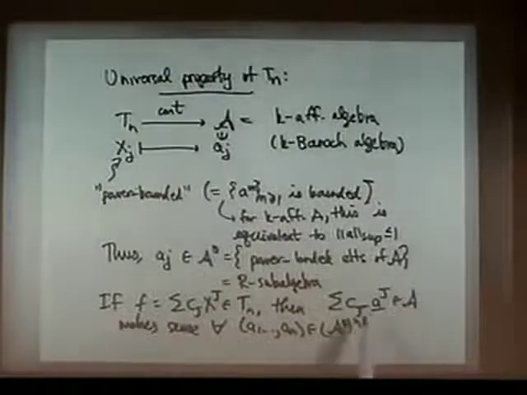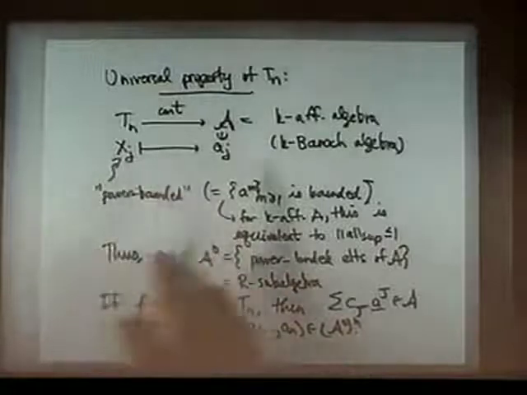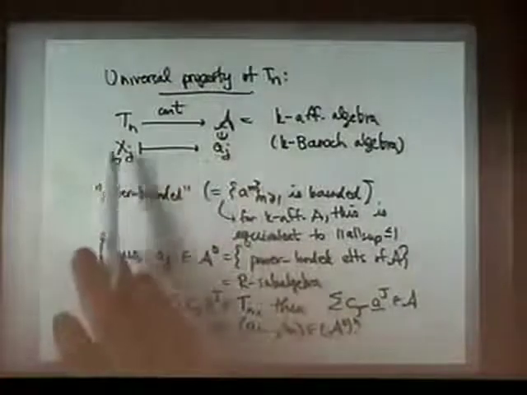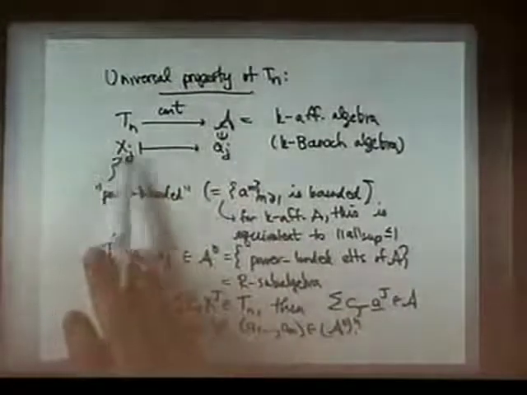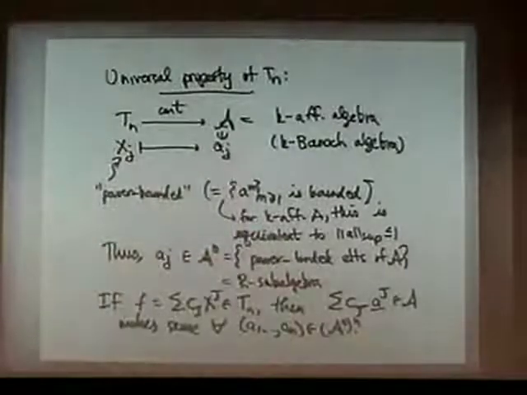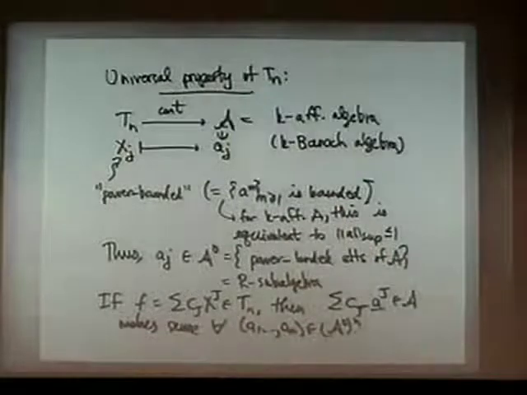And this is the universal property: given any n-tuple of power-bounded elements, there exists a unique continuous map satisfying this condition. Okay? And so this is very similar to the universal mapping property of polynomial rings. So this is the universal property of the Tate algebra.